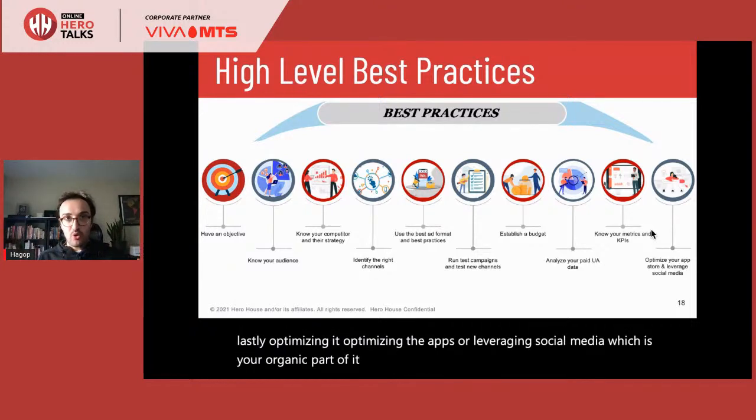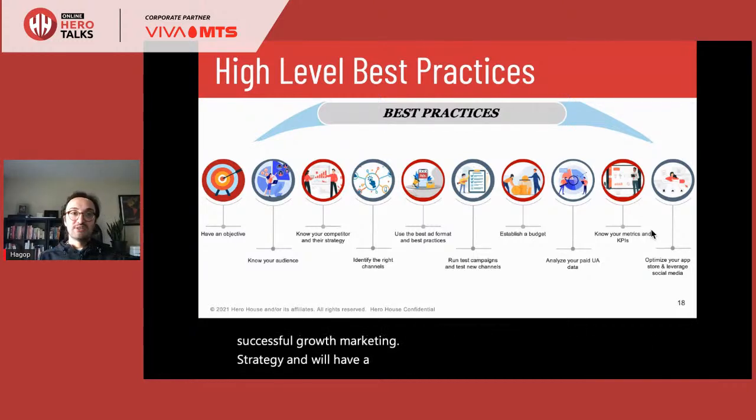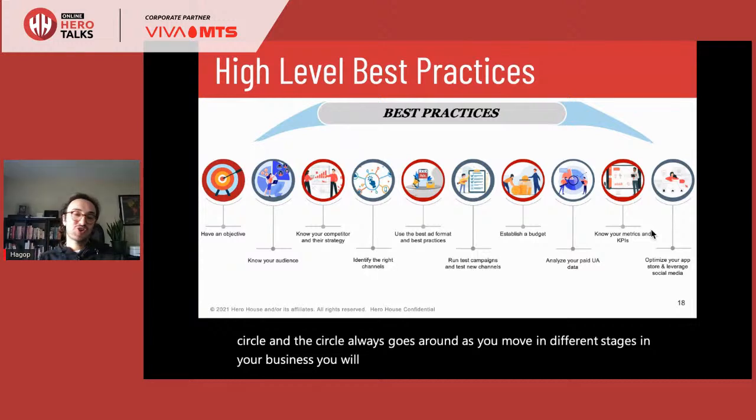So if you combine all this together, you will create a successful growth marketing strategy, and you'll have a strong growth marketing team. This is basically a circle, and the circle always goes around. As you move through different stages in your business, you will always have to go through the circle and continuously grow based on that.